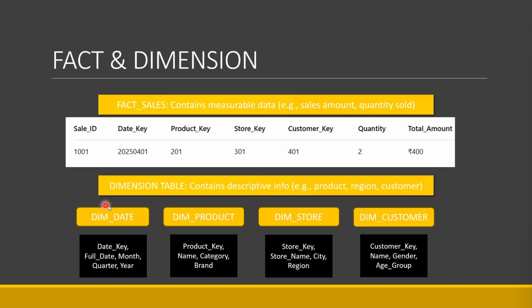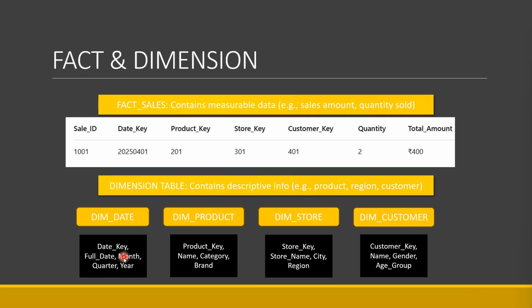So mostly dimension tables will have the naming dim underscore date, I mean the specific table name. This is the normal format that is followed in most projects. Sometimes they will use dimension underscore date itself, but mostly they prefer dim underscore date. So this date table has a specific function. It will store only the date-related information: when the sale has occurred, on which day, which month, which quarter, and which year.